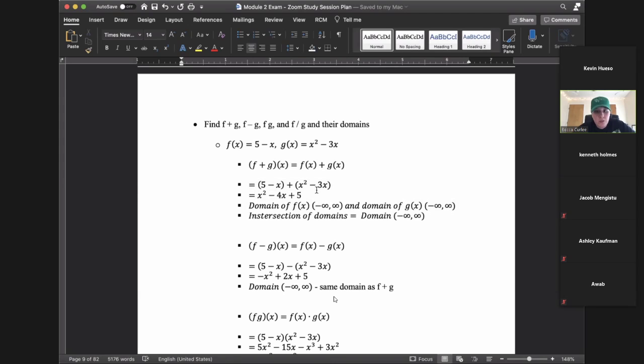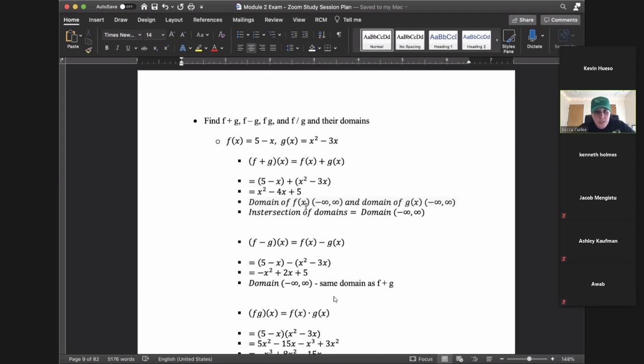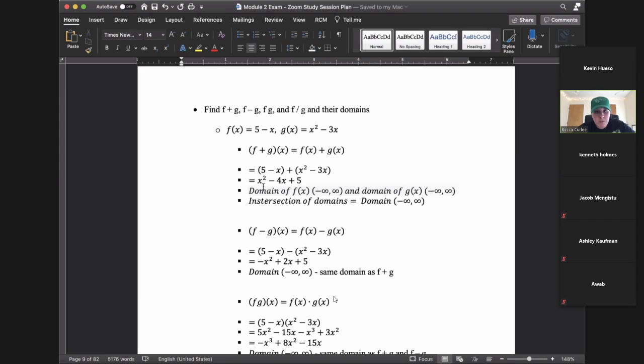5 minus x plus x squared minus 3x, which gives you x squared minus 4x plus 5, because we've got the x squared that we're adding here, minus 4x, we got a negative x plus a negative 3x, and then we've got the 5 here.